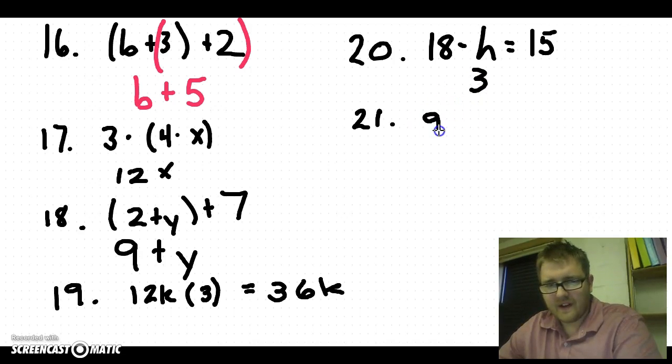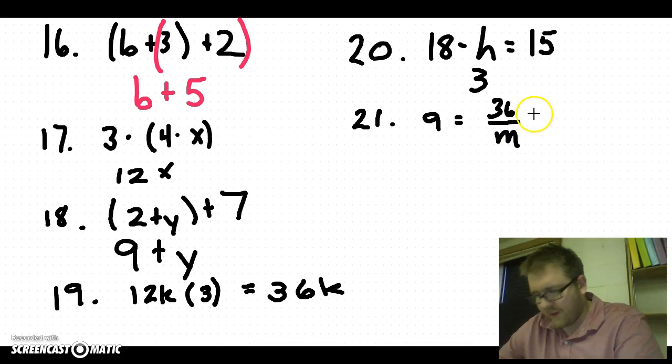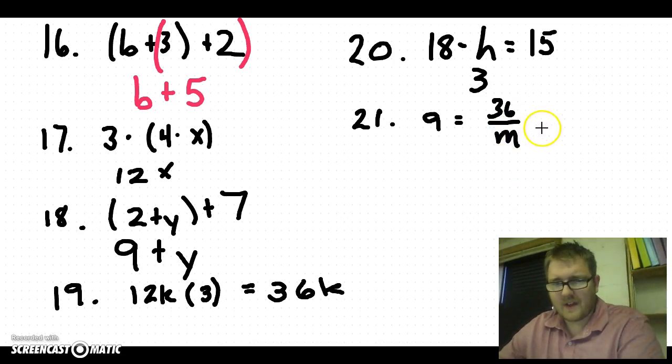Number 21, 9 equals 36 over m. We have 4, 6, or 8. Well, as soon as I put 4 in for m, I know that that equals 9. 36 divided by 4 is 9. So 4 is my answer.